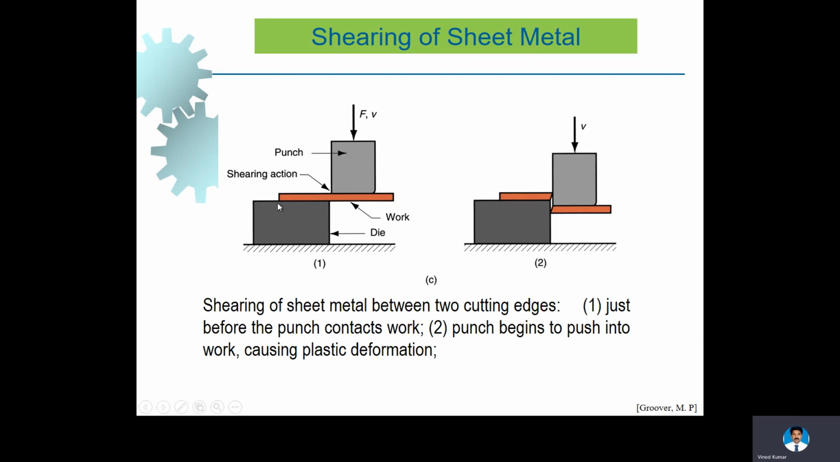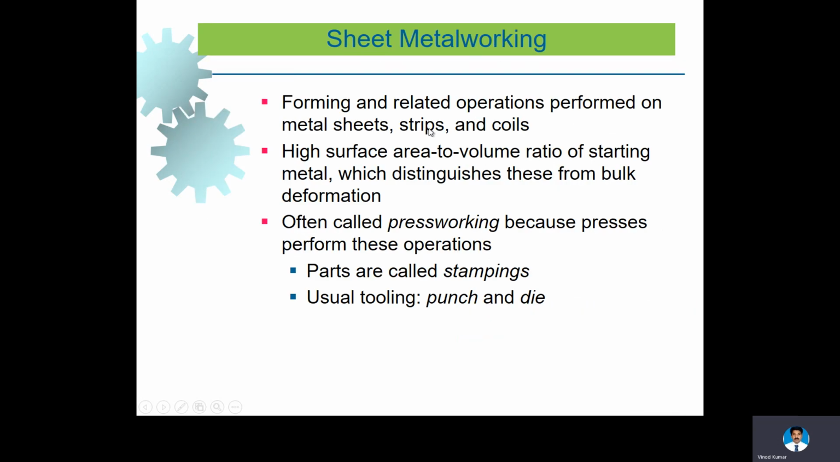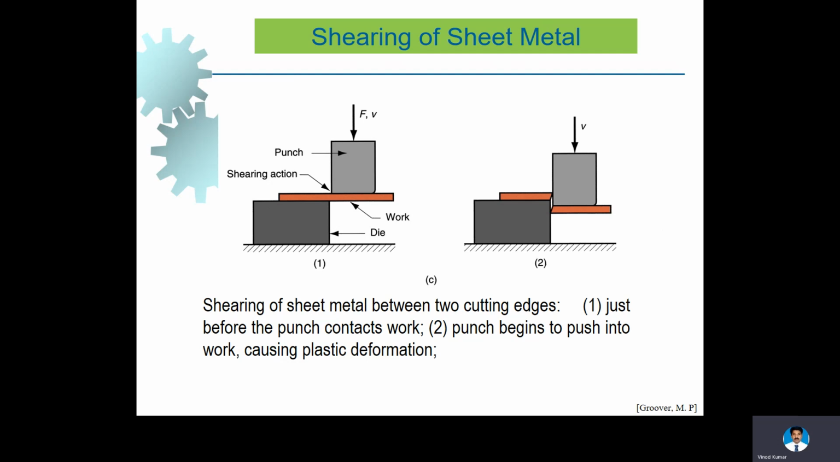Now we have a shearing process here. As you can see, there is a punch and die. There will be a clearance between the punch and die. As the punch descends, what happens? It cuts or shears the workpiece. This process is called the shearing process, shearing of the metal workpiece. So these are all included in sheet metal working, working on sheet strips and coils, and the input material or raw material will have a high area to volume ratio.